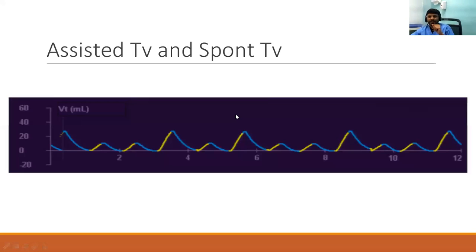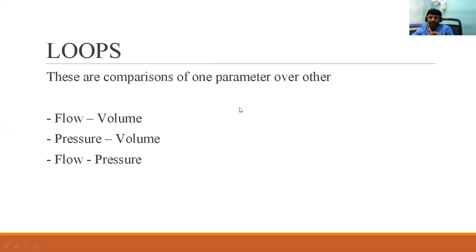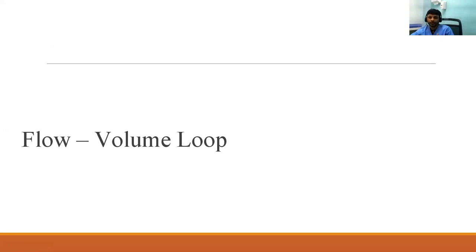So scalars, we said there are three scalars. The first is the pressure time scalar, the second is the flow time scalar, and the third is the volume time scalar. Now, when we measure each of these parameters against each other, we get a lot more data. These are comparing one parameter with another. When we talk about a flow volume loop or a pressure volume loop, we look at various types of parameters. I'll be talking about them shortly.